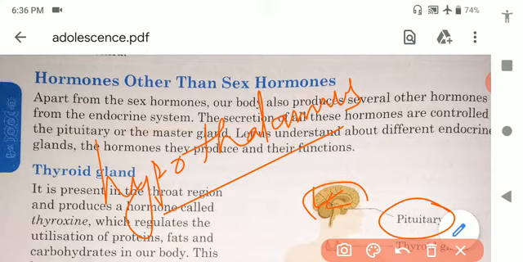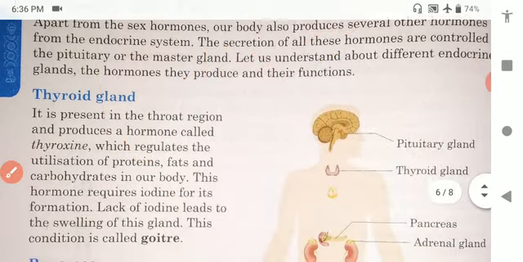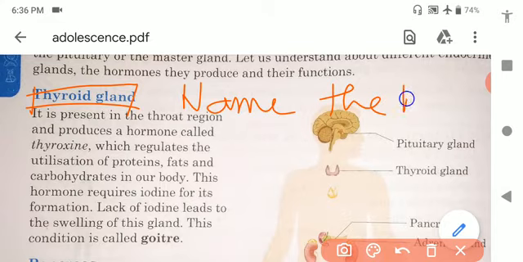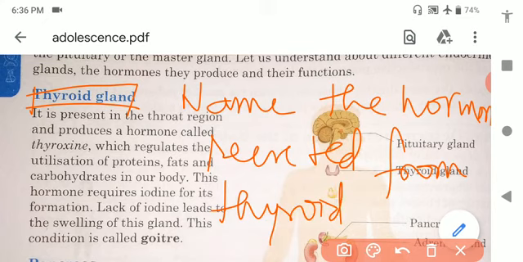Pituitary gland is found just below the hypothalamus in the brain. Understood? Now we are going to talk about the different kinds of glands. The first gland is the thyroid gland. Name the hormone secreted from the thyroid gland. Note down this question.